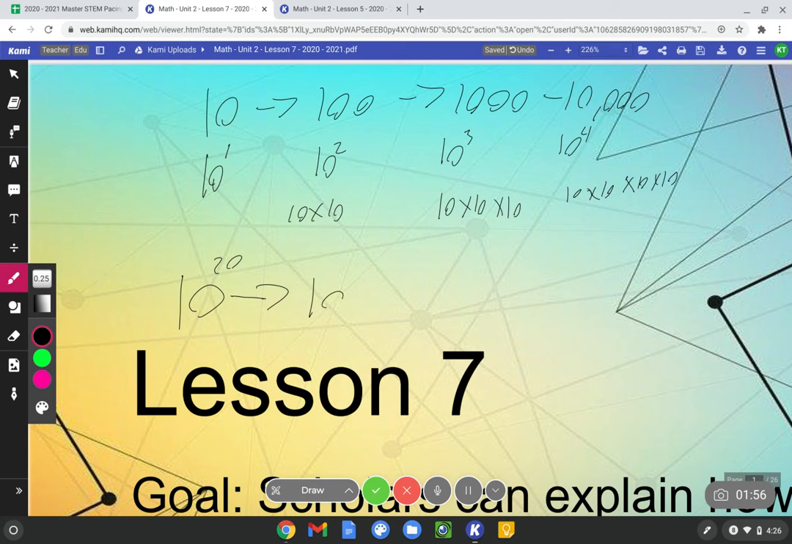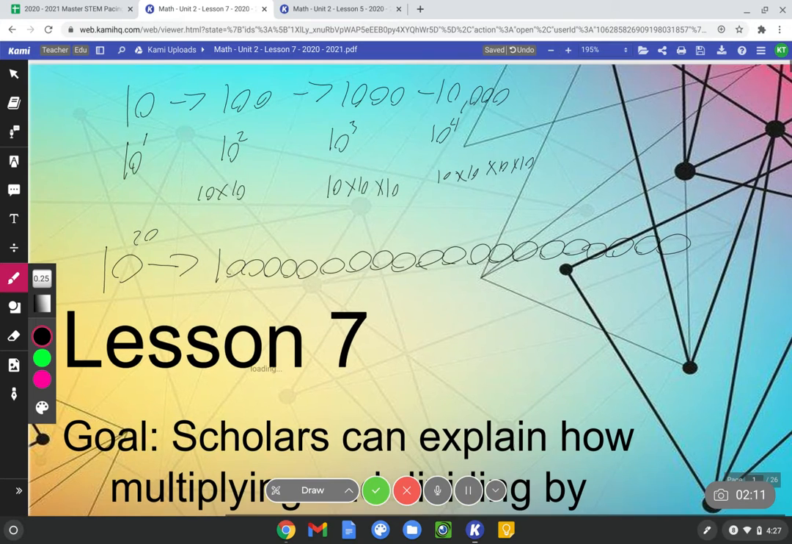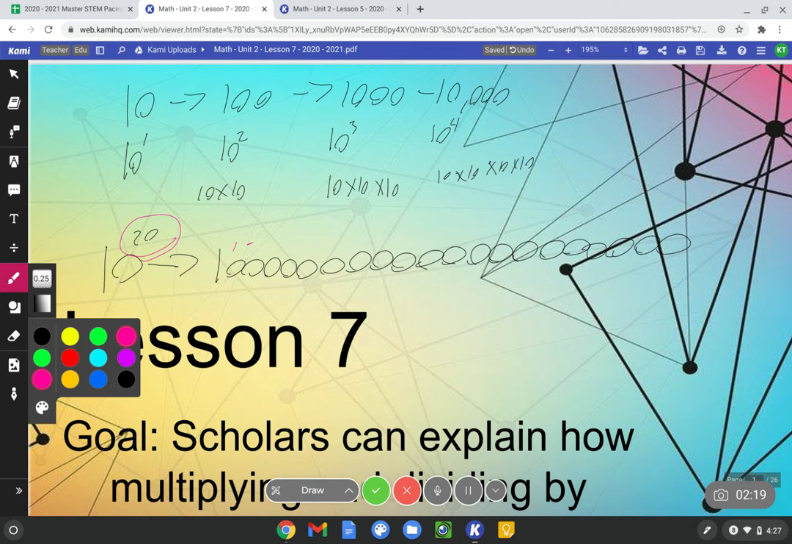1, and then 1, 2, 3, 4, 5, 6, 7, 8, 9, 10, 11, 12, 13, 14, 15, 16. We're still going, y'all. 17, 18, 19, 20. And the reason I know that is because I am increasing 20 place values. So there needs to be 20 zeros all the way. That's a pretty big number.